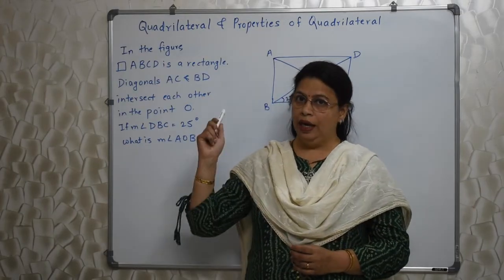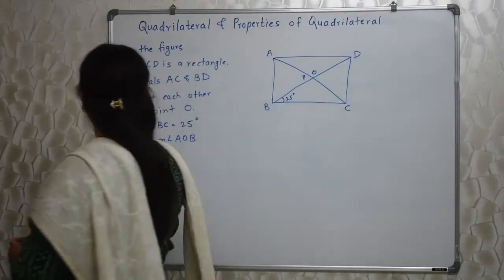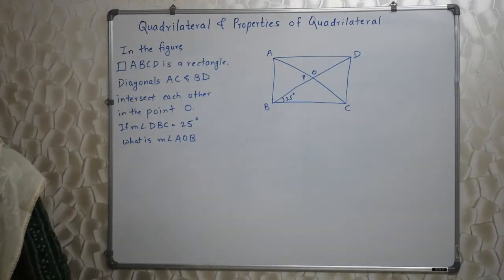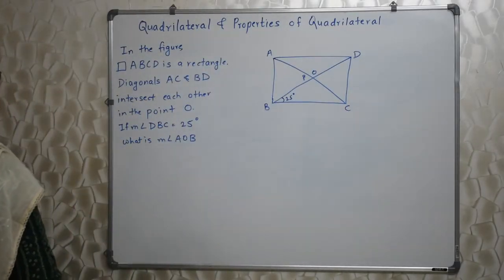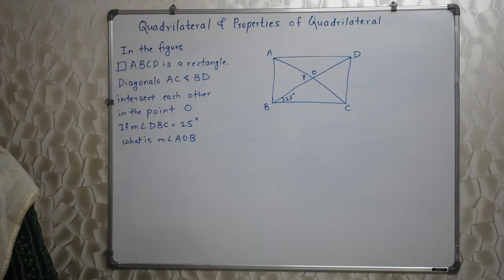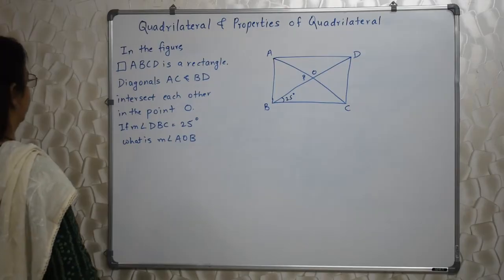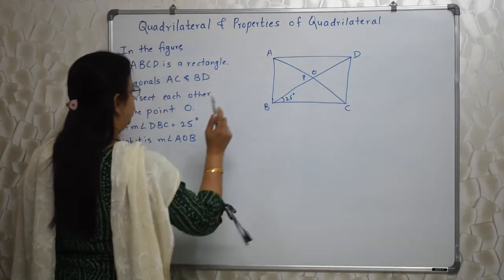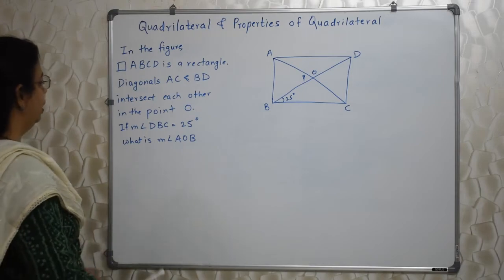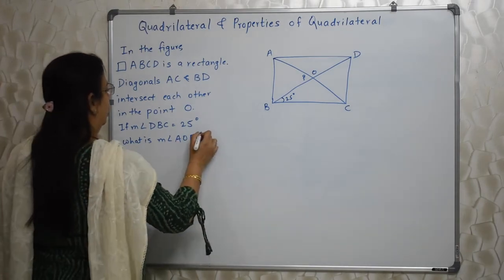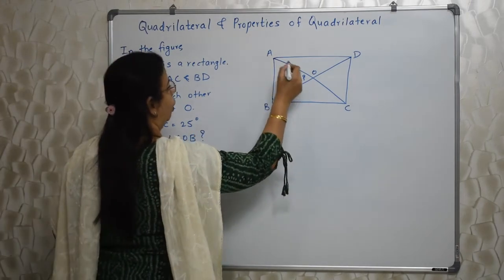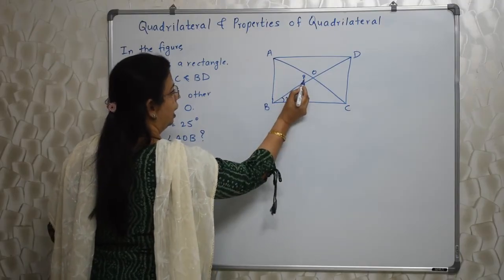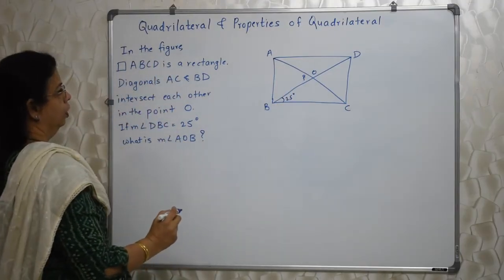Students, I have written the next sum on the board. See that properly. In the figure, ABCD is a rectangle. Diagonals AC and BD intersect each other at the point O. If measure angle DBC, this small one, is 25 degree, what is measure angle AOB? AOB. This one they are asking us to find out. Right?